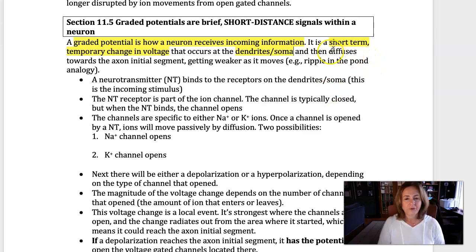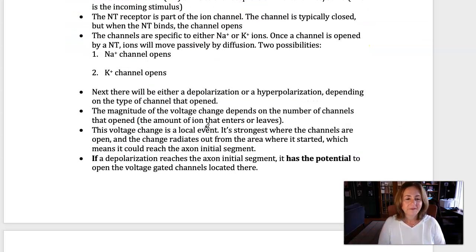And then what it will do is this electrical change will diffuse towards the axon initial segment. Or in other words, it's going to diffuse towards where the axon first starts. And the thing is, because this is just a little local event, it gets weaker as it moves. So a great analogy for this is like a ripple in the pond. So, you know, it's strong where it first occurs, and then as it radiates out, like towards the axon, it gets less and less.